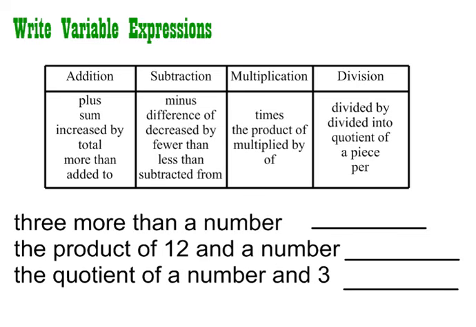In order to write variable expressions, we need to be aware of certain keywords that signal mathematical operations. The four main mathematical operations are addition, subtraction, multiplication, and division. So the words that you see in these boxes are words that signal to us what operation is being asked.